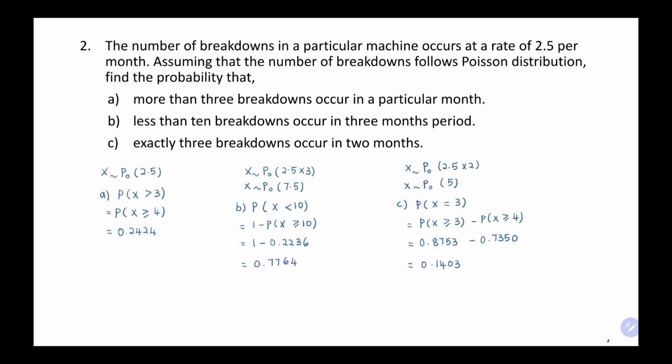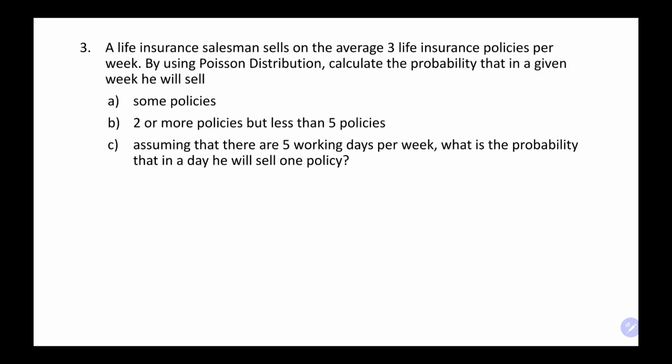Okay, now we continue with the next question, number 3. A life insurance salesman sells on average 3 life insurance policies per week. By using Poisson distribution, calculate the probability that in a given week he will sell. Question A, some policies. Some policies means he does sell life insurance, but we do not know how many. He only tells us that he does sell.